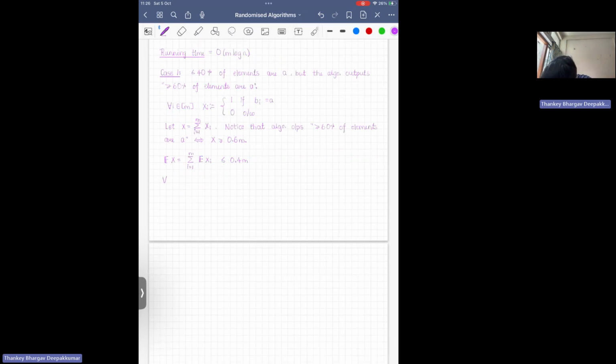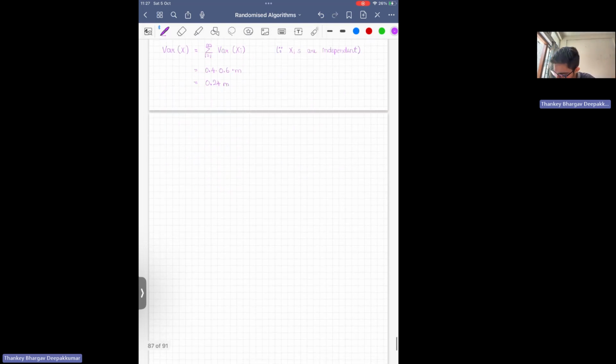What about the variance? Because the random variables xi's are independent, the variance is also a sum of variances. And this is 0.4 times 1 minus 0.4, which is 0.6, times m, equals 0.4 m.